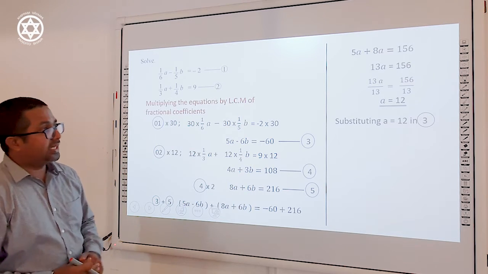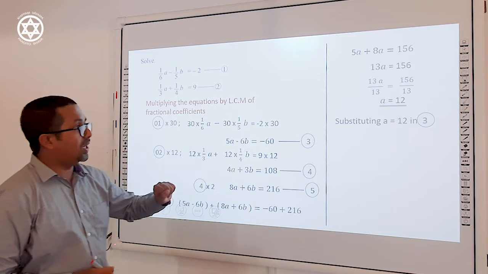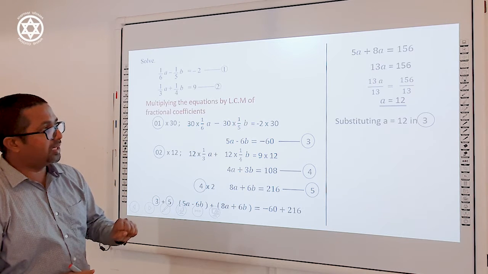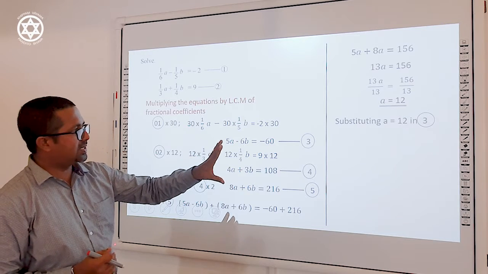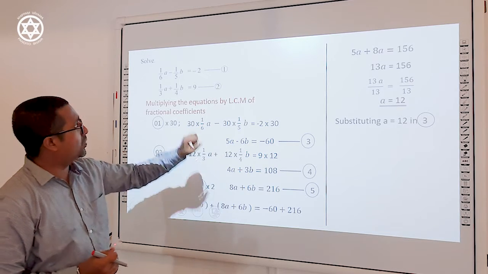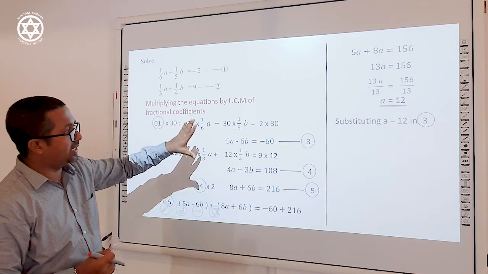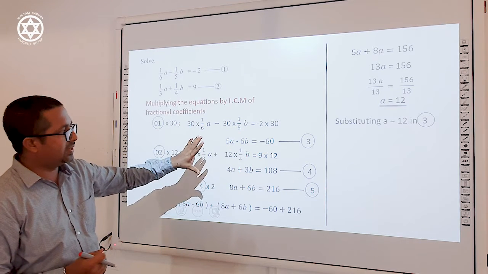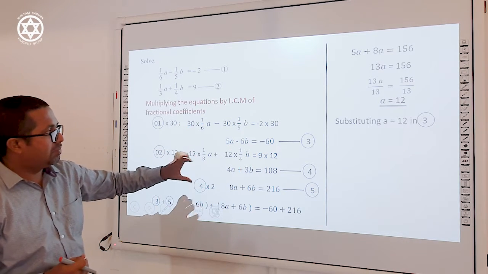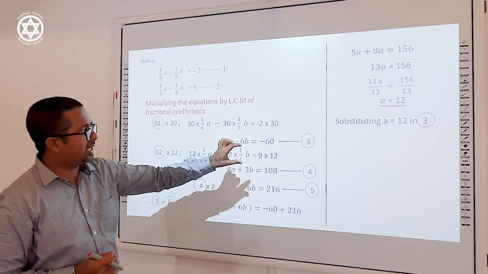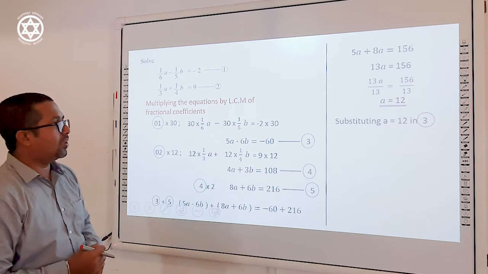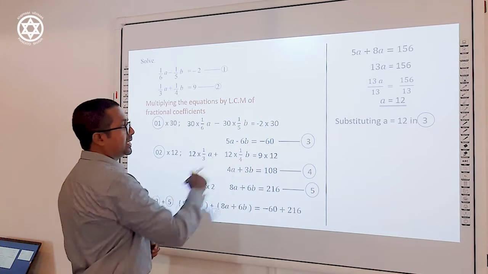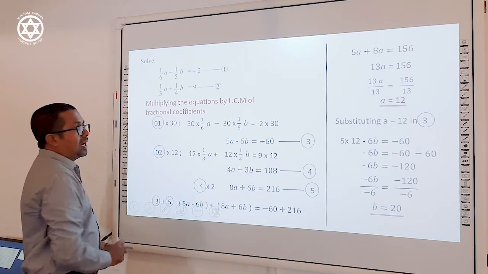We have calculated only one variable. To find the value of the other variable, you can select one equation out of the five equations. It is better to select an equation having integer coefficients, so I select the third equation.